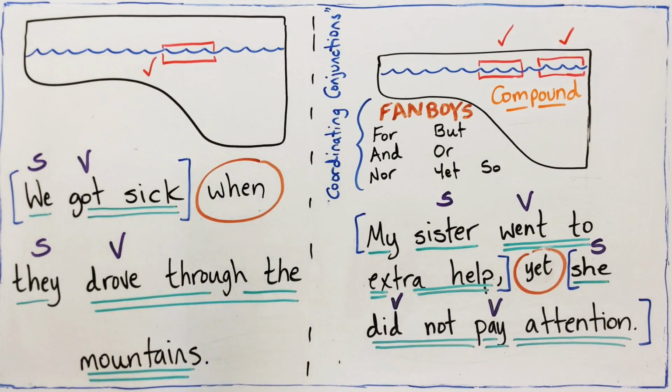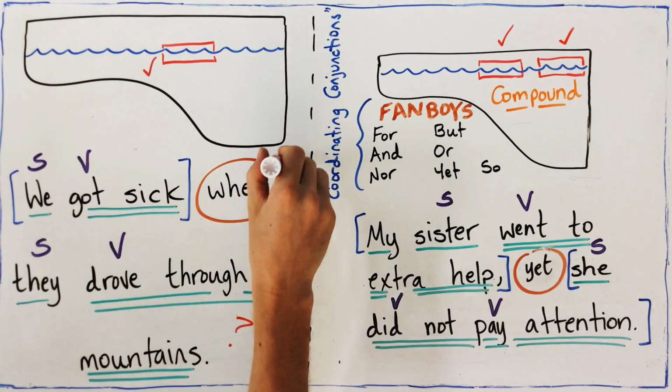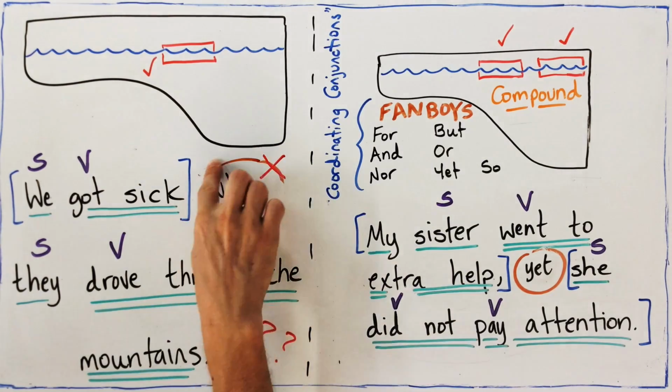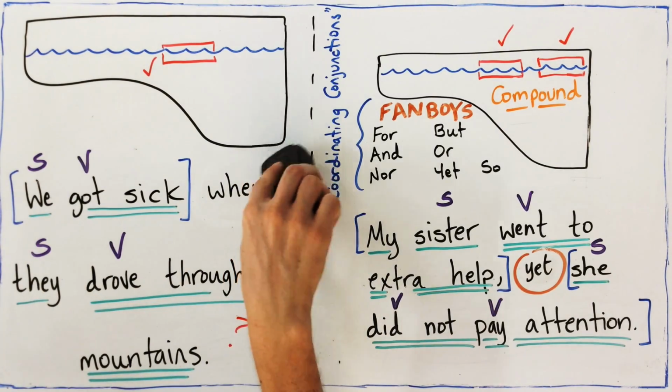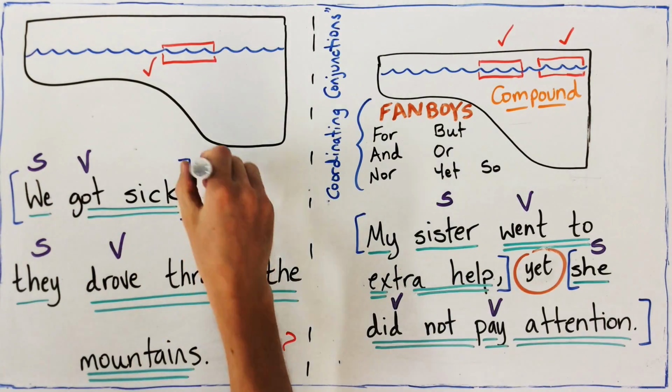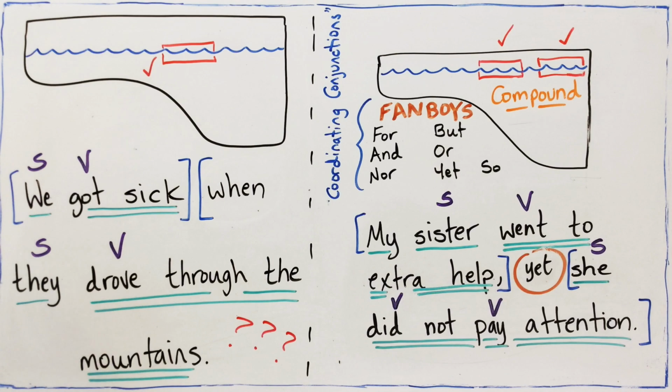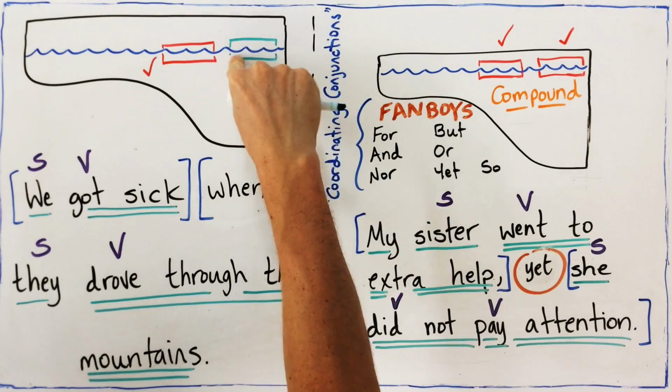So clause 2, it's about they. What did they do? They drove through the mountains. Now, if clause 2 were just they drove through the mountains, it would be independent and we'd be good. But because when is not a fanboys, it doesn't work like that. When, because it's not a fanboys, has to be part of one of the clauses. And if it's part of this second clause, it's no longer independent because when they drove through the mountains is not a complete sentence. It's not a complete idea. We need more information. When they drove through the mountains, what? Your brain is asking. So that's a dependent clause, and the word when made it dependent.